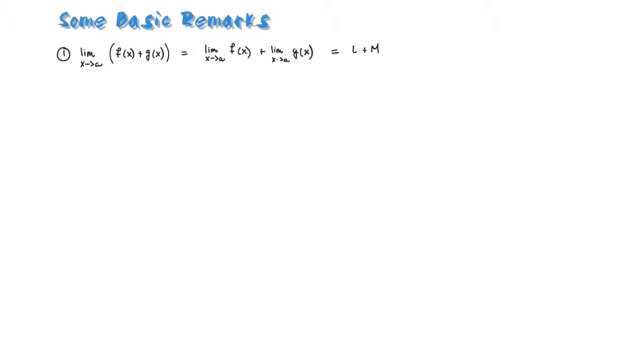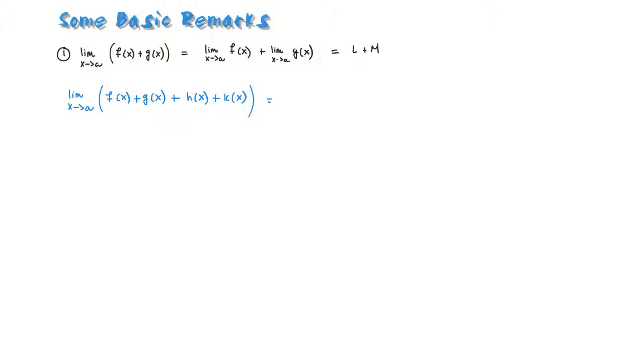The extension to this property that I want to make is to note that this property applies to the sum of more than two functions if necessary. We are not limited to just two functions. For example, if I consider the limit as x approaches a of f of x plus g of x plus h of x, let's do one more, plus k of x.